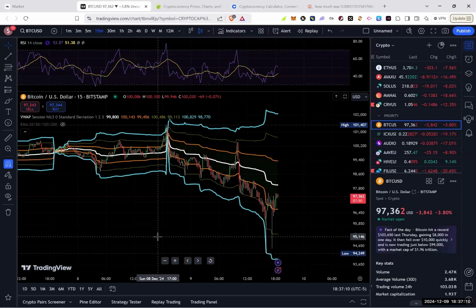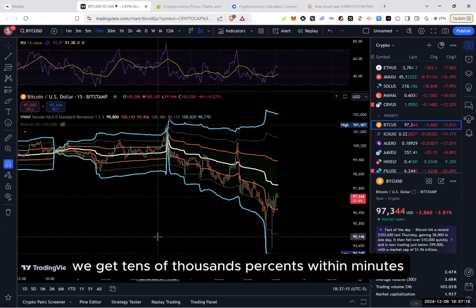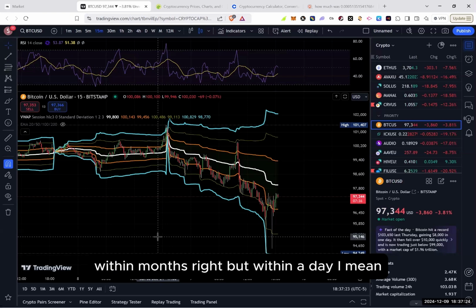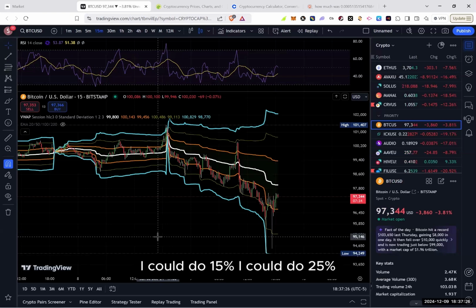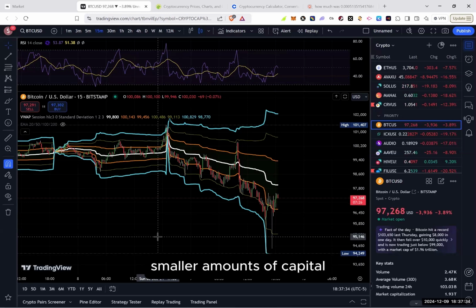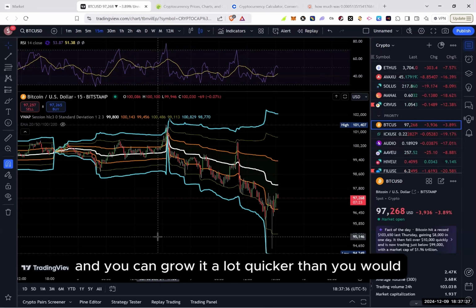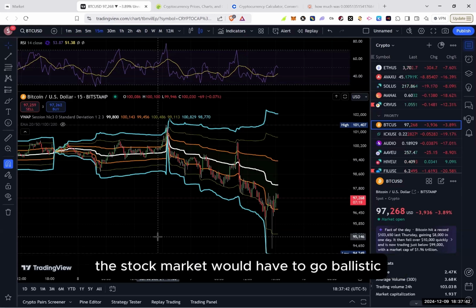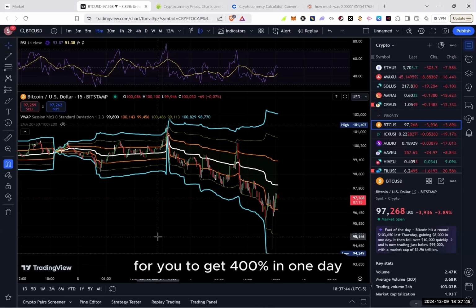But think about the crypto space. We get hundreds of percents, thousands of percents, tens of thousands of percents within minutes, within hours, within days, within weeks, within months, right? Within a day, just me trading, I could do 8%, I could do 15%, I could do 25%. So crypto allows you to take smaller amounts of capital and grow it a lot quicker than you would in the stock market, right? The stock market would have to go ballistic for you to get 400% in one day.